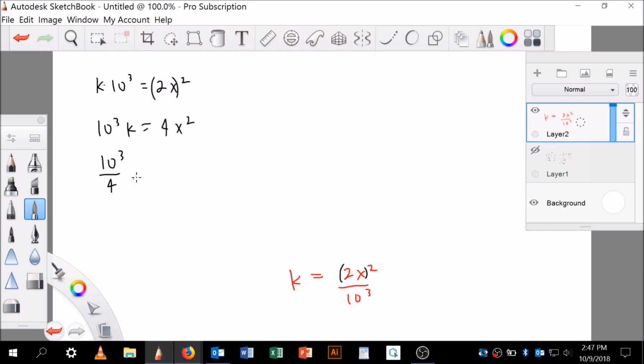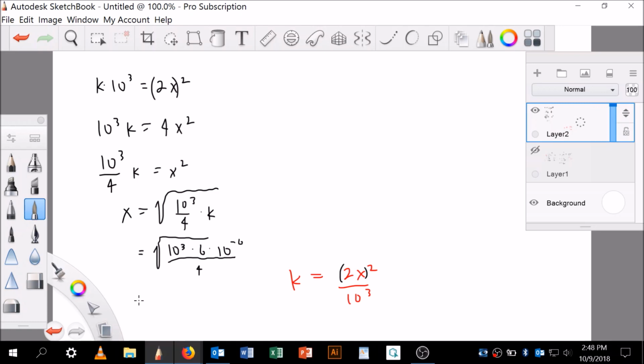10 to the third over 4k is equal to x squared. So x is going to equal the square root of 10 to the third over 4 times k, which we're ready to put our numbers in here now, right? Square root of 10 to the third times 6 times 10 to the minus 6 over 4. I'm going to take my calculator out now. You should do the same thing. Take your calculator out, and if I get that wrong, you'll immediately see it.